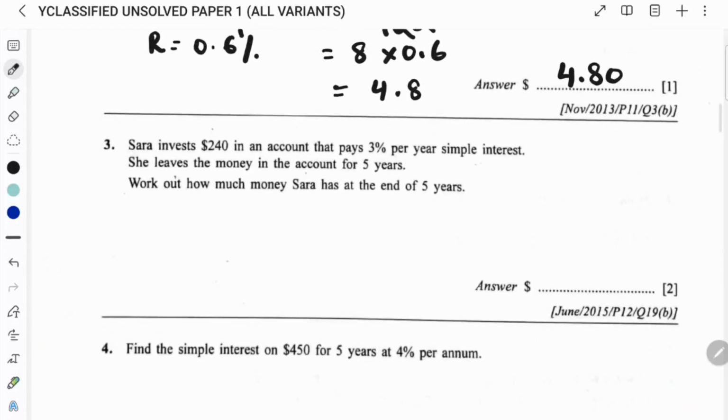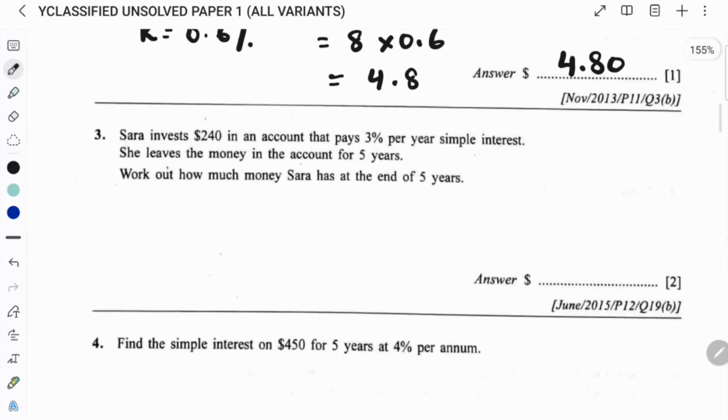All right, next question. In question number 3, Sarah invests $240 in an account that pays 3% per year simple interest. Invest means your principal is $240, and the rate is 3%, which is per year. Remember, she leaves the money in the account for 5 years, so 5 years is the time period. Work out how much money Sarah has at the end of 5 years.